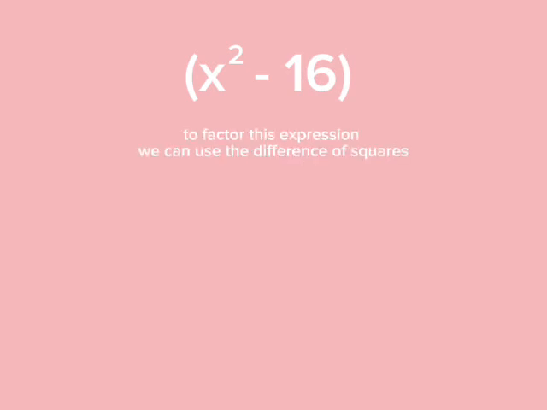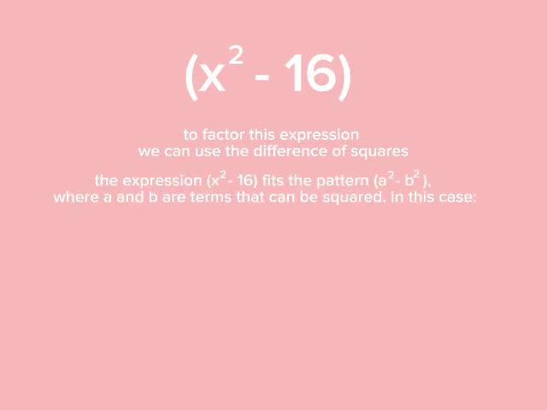To factor this expression, we can use the difference of squares. The expression x squared minus 16 fits the pattern a squared minus b squared, where a and b are terms that can be squared. In this case, a squared is equal to x squared. Therefore, a equals x. B squared is equal to 16. Therefore, b is equal to 4 because 4 times 4 is equal to 16.